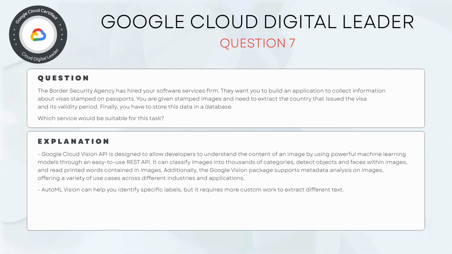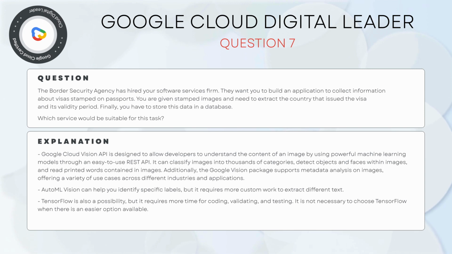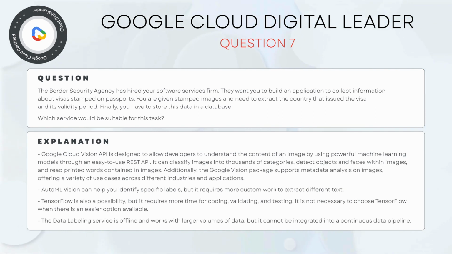AutoML Vision can help you identify specific labels, but it requires more custom work to extract different text. TensorFlow is also a possibility, but it requires more time for coding, validating, and testing. It is not necessary to choose TensorFlow when there is an easier option available. The data labeling service is offline and works with larger volumes of data, but it cannot be integrated into a continuous data pipeline.